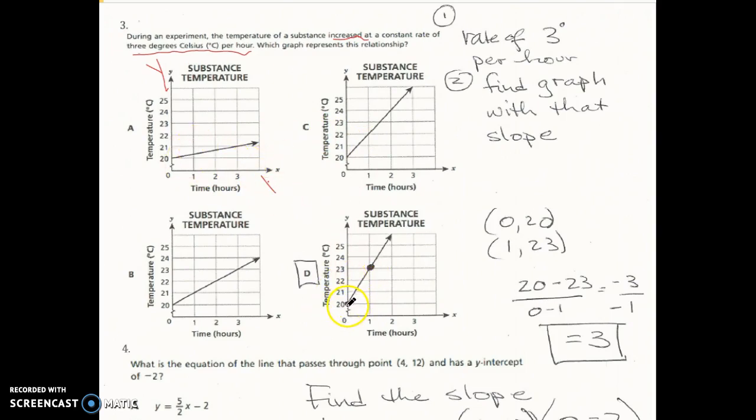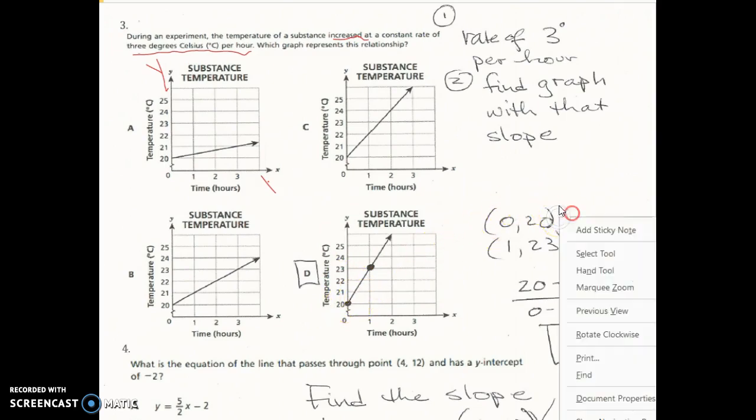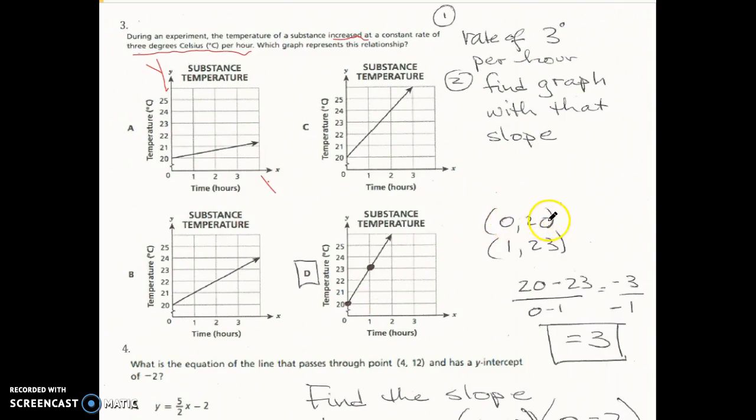And I'm going to choose D because it looks approximately right. So I look at my first point, which is (0, 20). And then I look at my second point, which is x is 1, y is 23. And I find the slope.